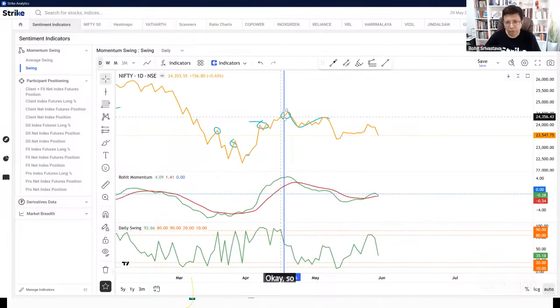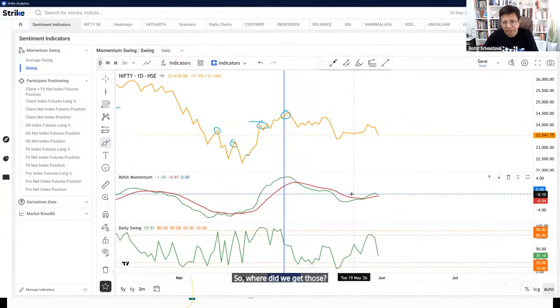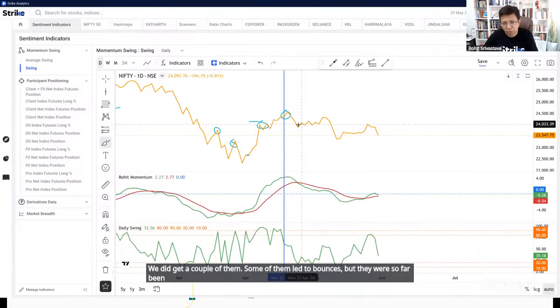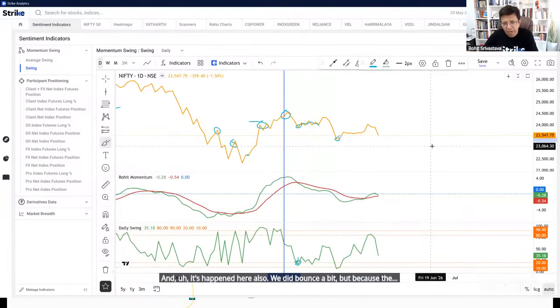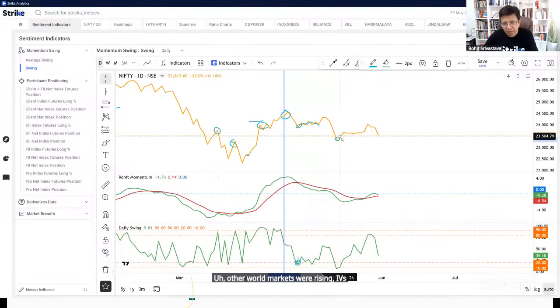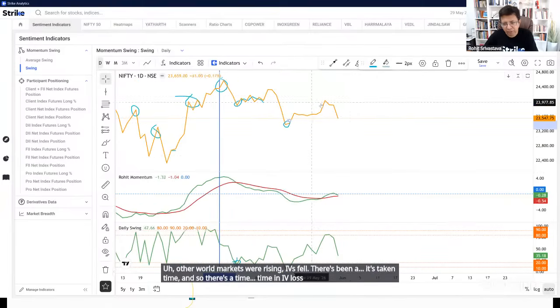So from here, when it is in buy mode, I'm looking for oversold swing readings to buy. So where did we get those? We did get a couple of them. Some of them led to bounces, but so far they have been meager. So you got one buy signal here, like this oversold reading. Swing did turn up, prices turned up, but didn't go very far. So we got out with not much made. And it's happened here also. We did bounce a bit, but because the other world markets were rising, IVs fell. It's taken time, and so there's a time and IV loss in this particular trade.